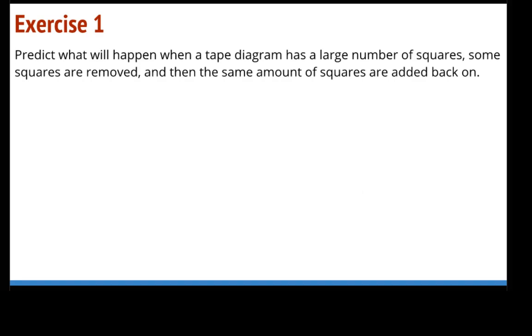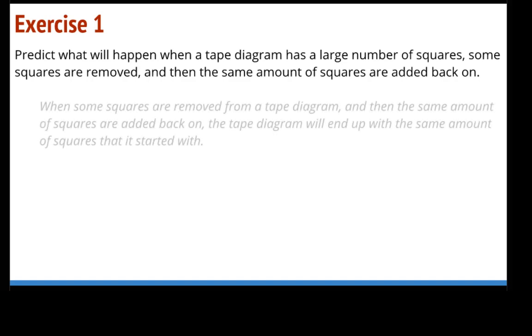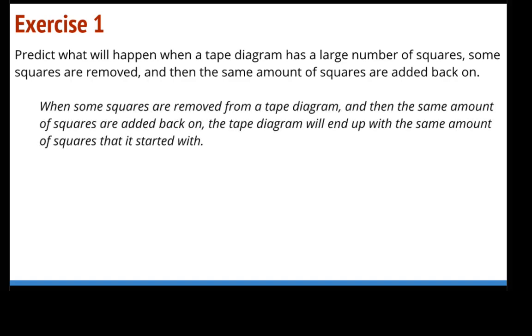So take a moment here and do some writing. Make a prediction: what will happen when a tape diagram has a large number of squares, we take some squares away, and then we add back the same number of squares that we took away? So take a moment and predict that. Hopefully you predicted that when we take some away and then add the same amount back, we get exactly what we started with. If I had 5 and I took away 3 and then I added 3, I end up with 5 again.